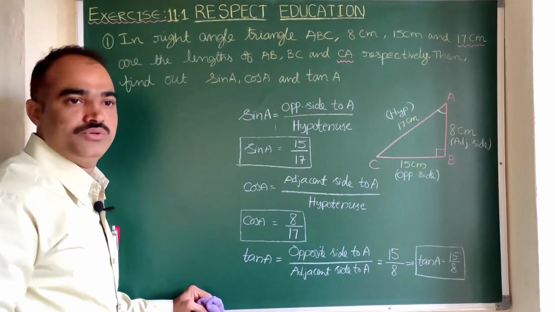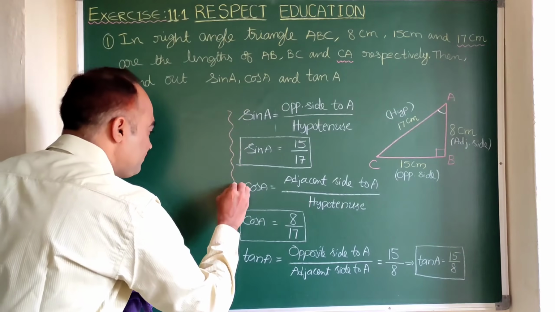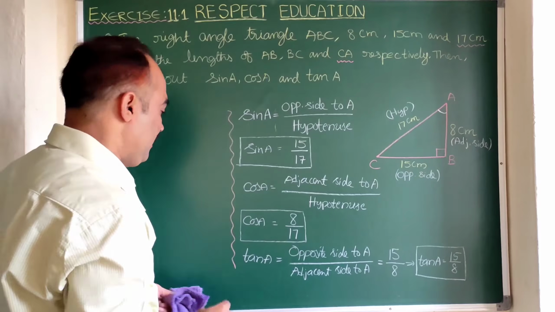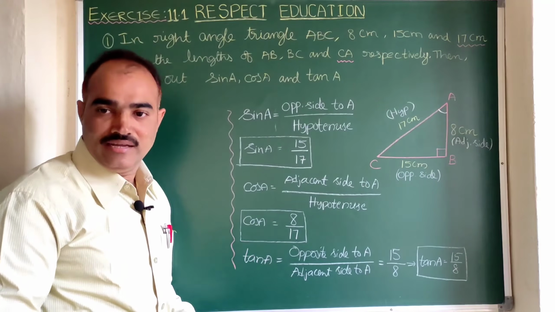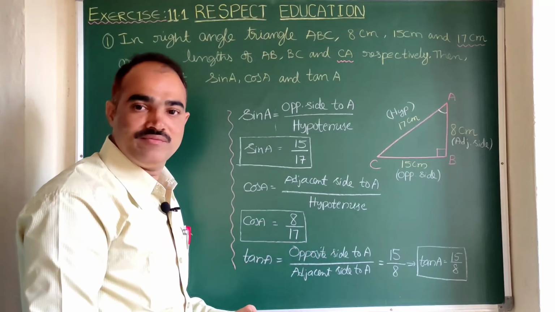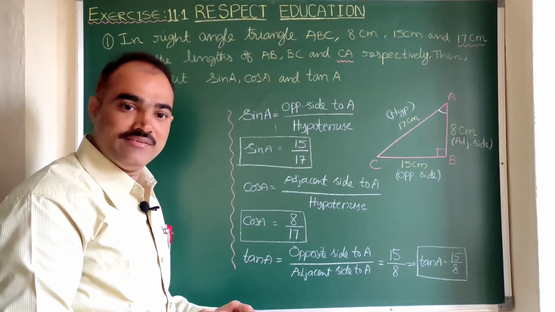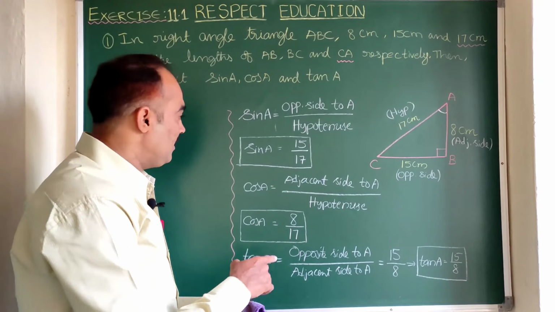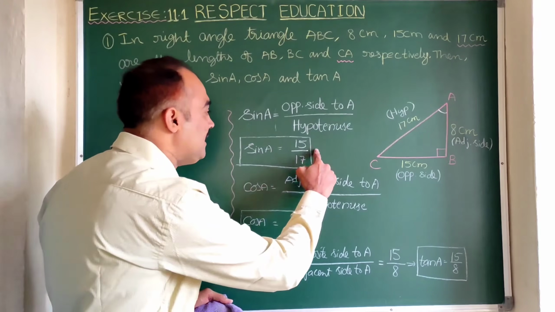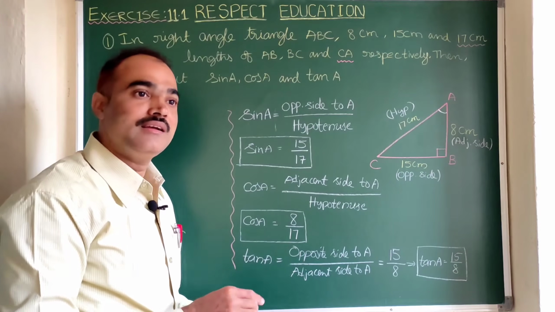Here I would like to ask you a small question. Is there any other way of finding tan A without this formula? Can anyone say? Okay, I will give you a clue. By using the sin A value and cos A value? Yes. The hypotenuse gets cancelled.